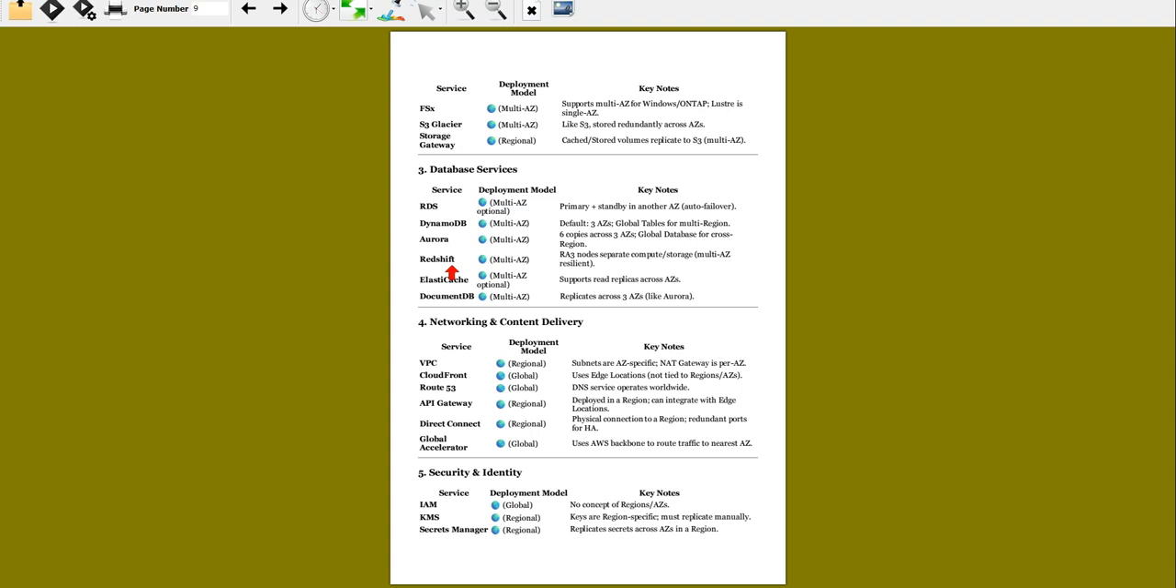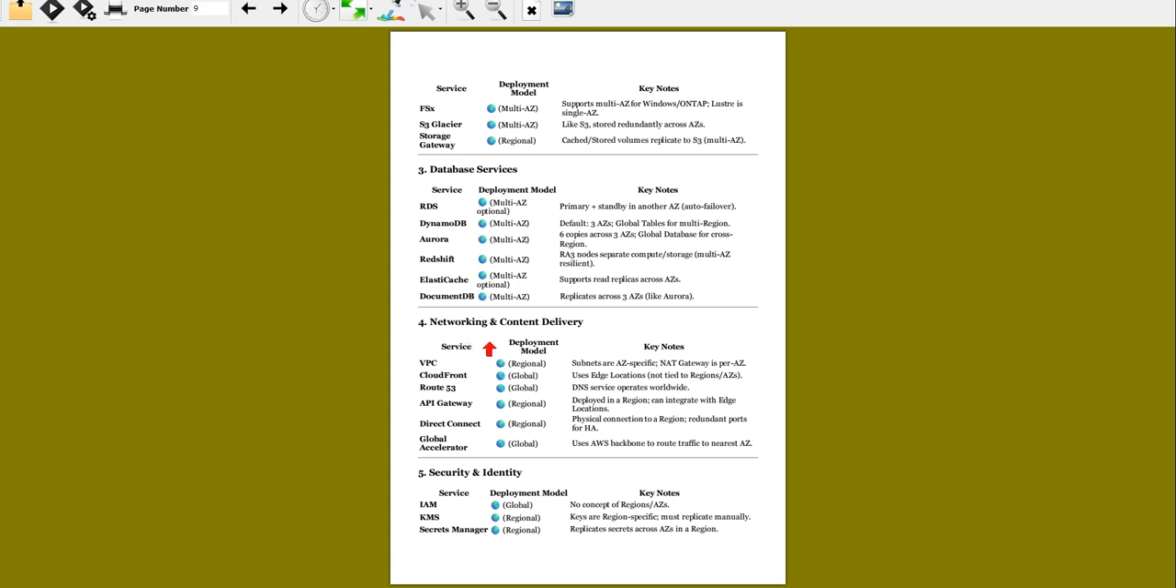Redshift, the data warehouse, is multi-availability zone; RA3 nodes separate compute and storage and are multi-availability zone resilient, right? ElastiCache is multi-AZ optional and supports read replicas across availability zones. DocumentDB is multi-availability zone, replicating across 3 availability zones like Aurora. So all of these multi-availability zone services are regional services, right?